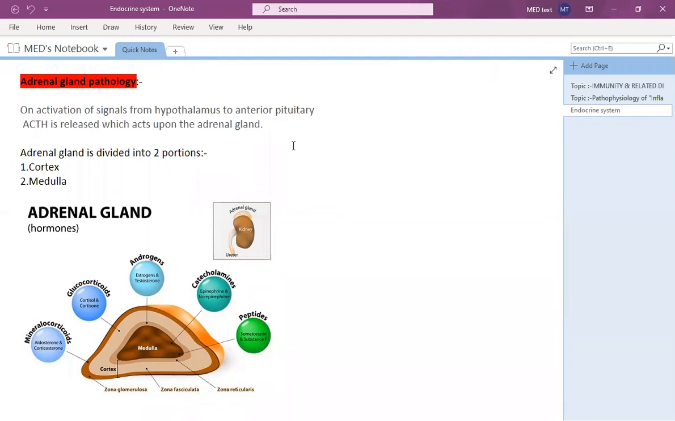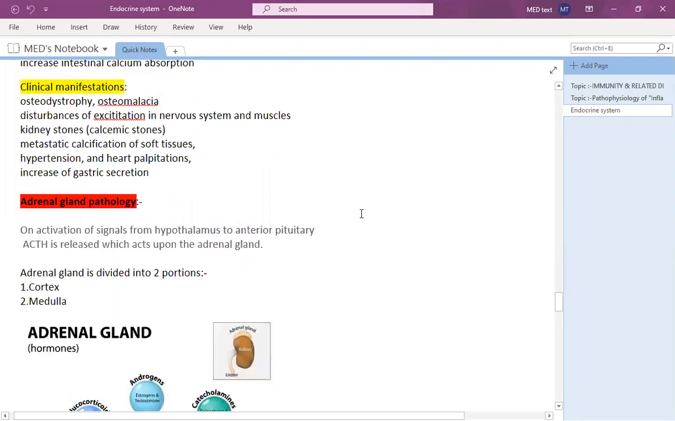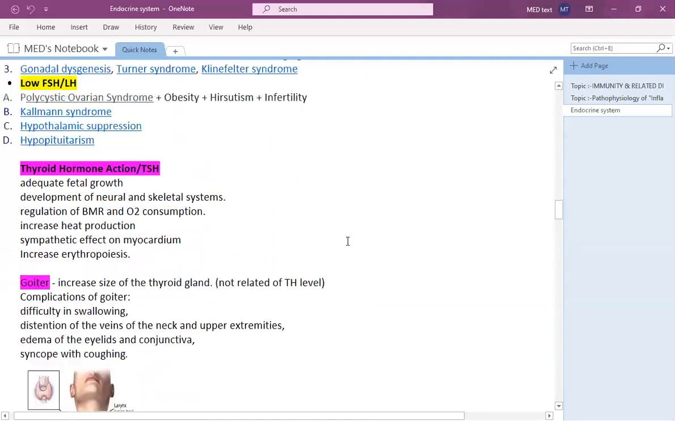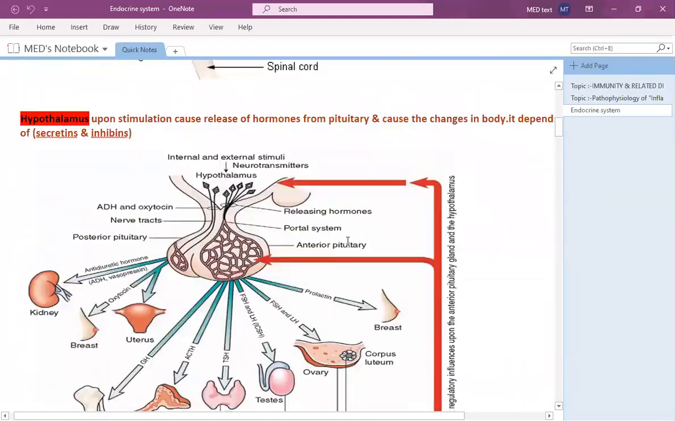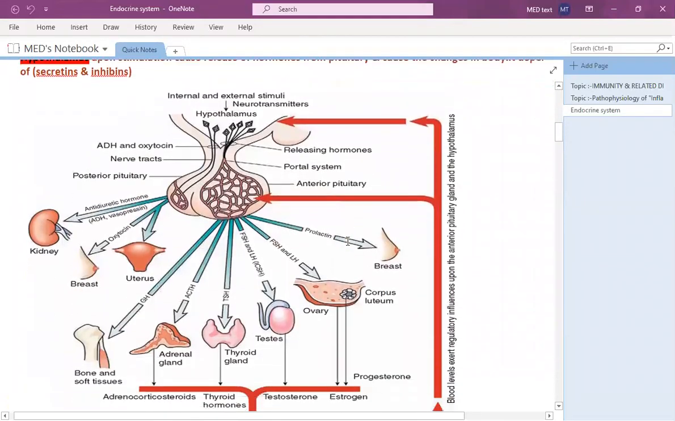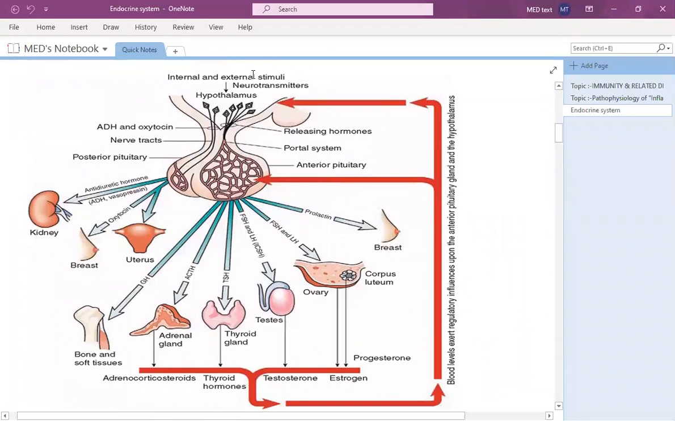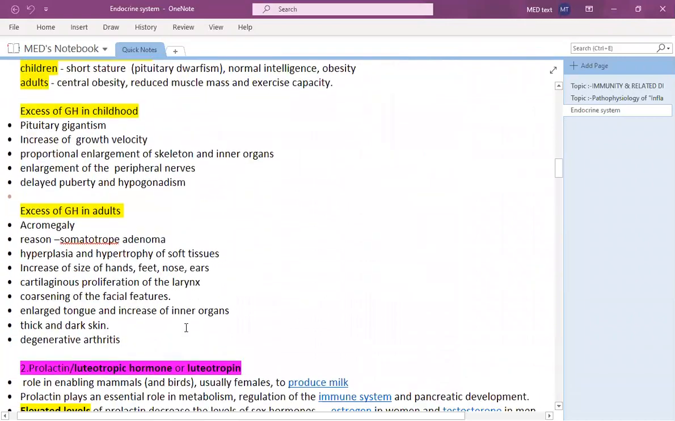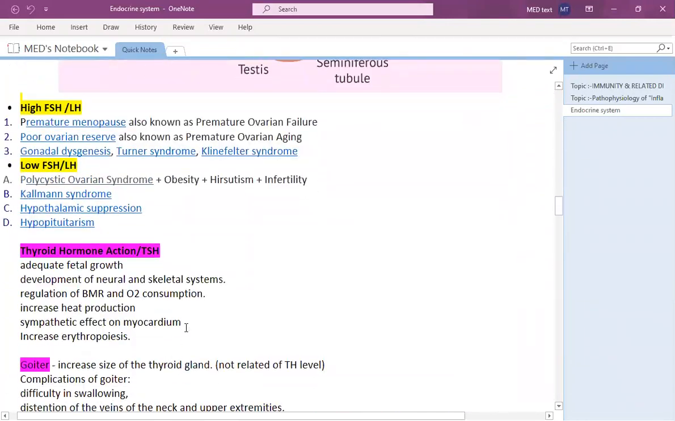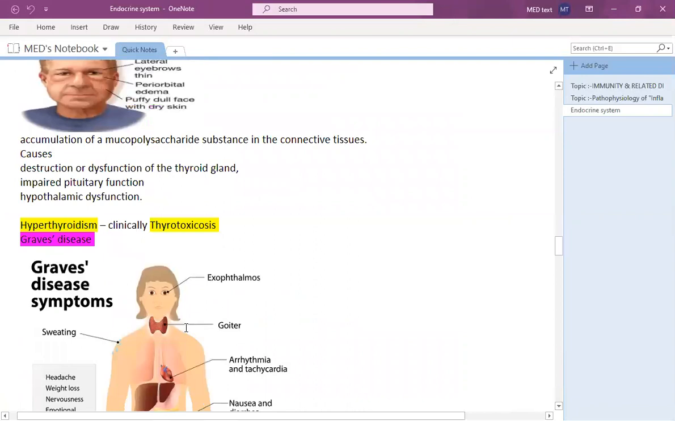So on the activation of signals from the hypothalamus, as already mentioned, to the anterior pituitary, adrenocorticotropic hormone is released. Let me show you back the picture of this depiction. As a result of stimuli, the hypothalamus from anterior pituitary will release adrenocorticotropic hormone and it will act in the adrenal gland. So as a result of stimulation of this hormone, what happens? Let us see.